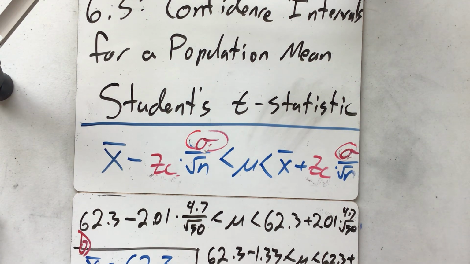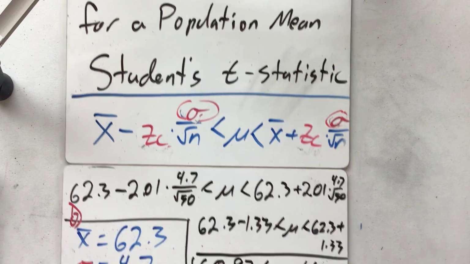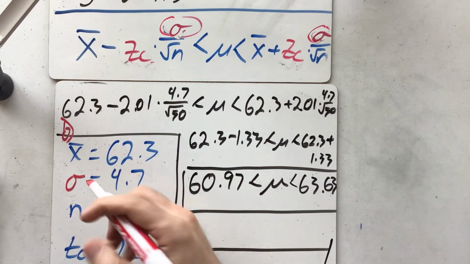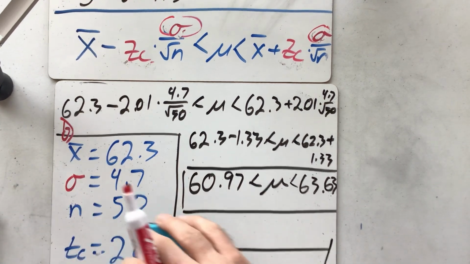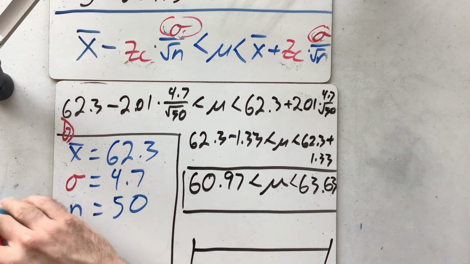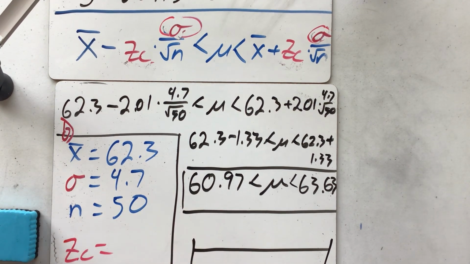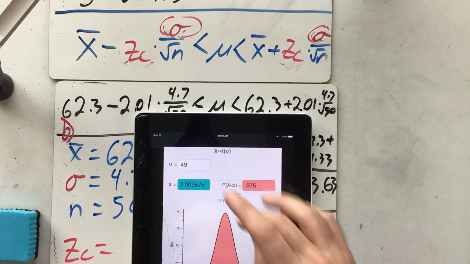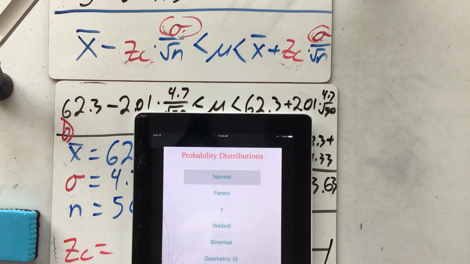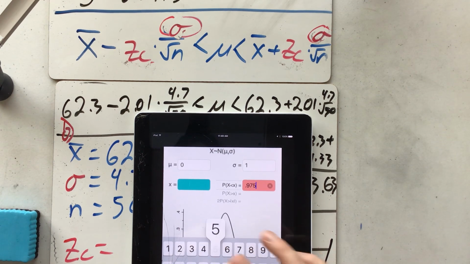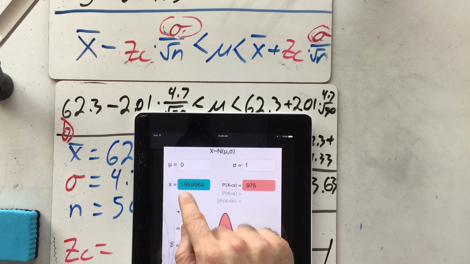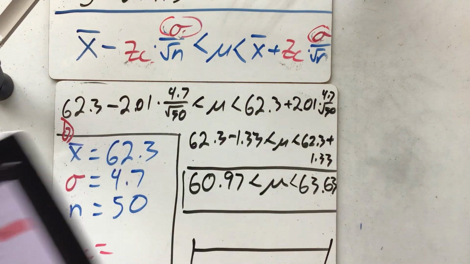So the only thing that changes is that our X bar is the same, our sigma is the same, except it's a sigma, not an S, and our N is the same. The only difference is this very last value, which was a TC, is now a ZC value. So let's go calculate that. The way we'll do that is we'll do the same calculation, except we'll use the normal button. So we'll use normal, 0 and 1, and we'll put 0.975 in here. Hit enter on that, and we get 1.96 as ZC.